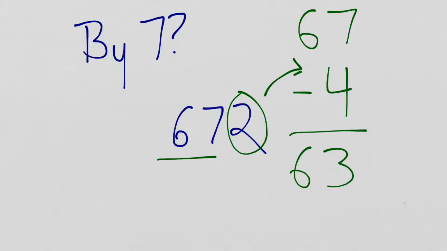And is 63 divisible by 7? Yes, 7 is a factor of 63. So that means 672 is divisible by 7.